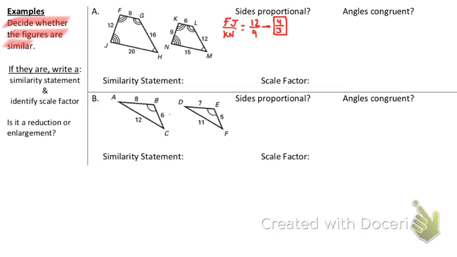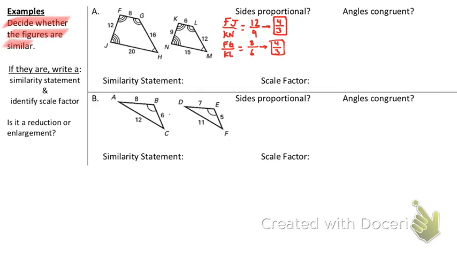So we now go on, and I'm going to go ahead and do FG. Again, notice how I'm starting on this guy, the bigger over the small. So FG over KL. FG is 8. KL is 6. I can reduce by 2. That gives me 4 over 3. So far, so good. So 2 sides down.